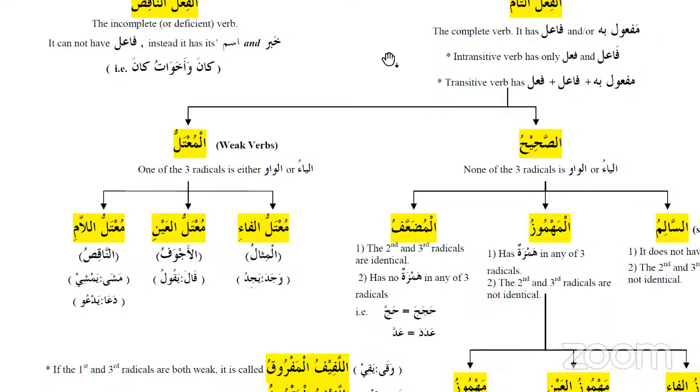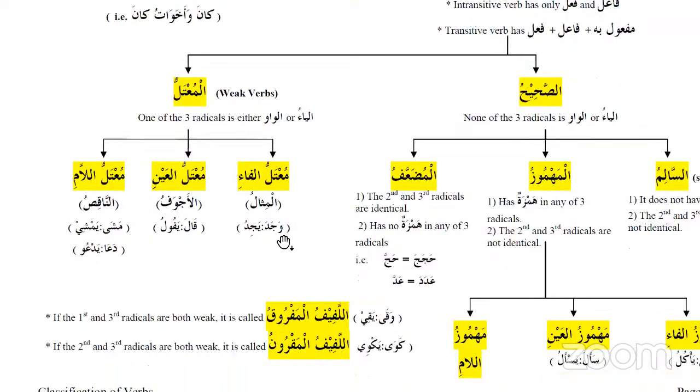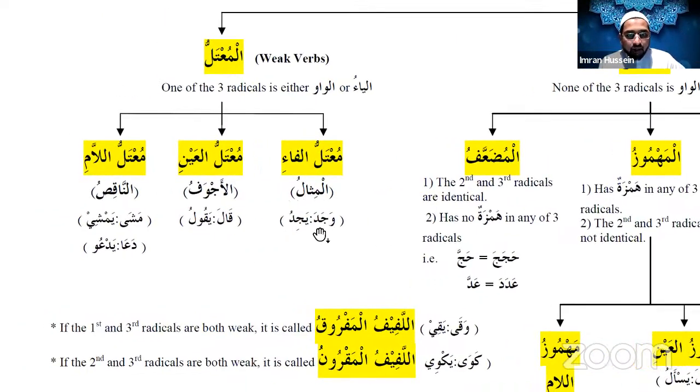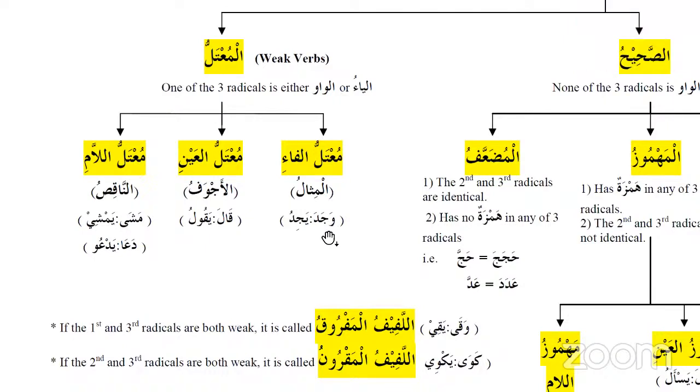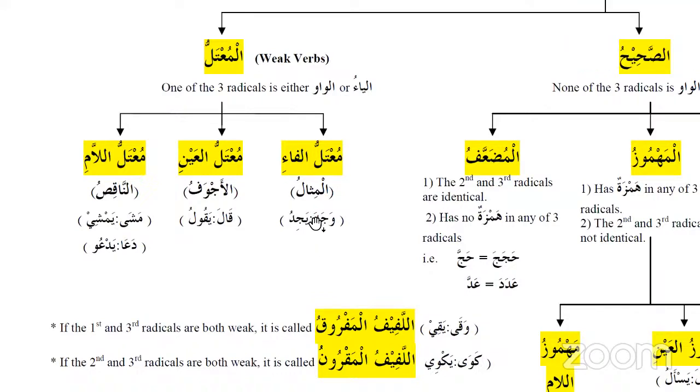Now, if we see over here, whenever there is a waw or ya in the first letter, like wajada yajidu, wajada means he found. So there is a weak letter in the beginning. Is that clear? So waw is the weak letter. Exactly. So whenever there is a weak letter in the beginning, this verb is called mithal.